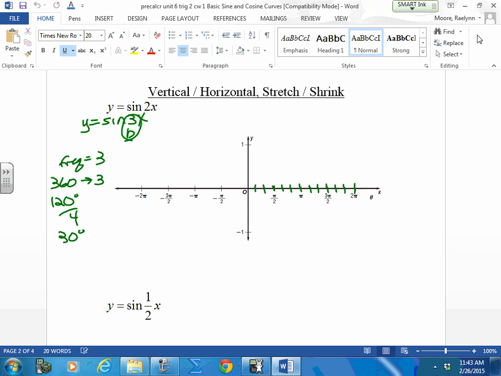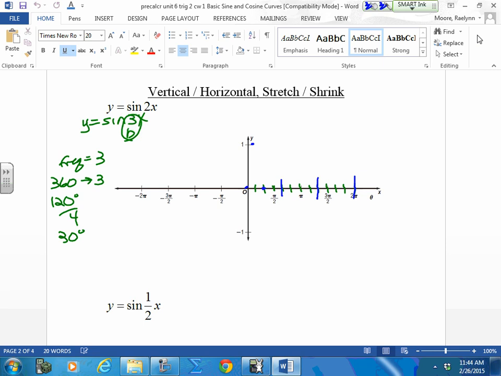Okay. Start like that. Now, let's map out how long it's going to take for one cycle. 120. So look, 30, 60, 90, 120. Every 4, so I need 4 quadrants. 1, 2, 3, 4. 1, 2, 3, 4. See it? Now do your pattern for each one of these.